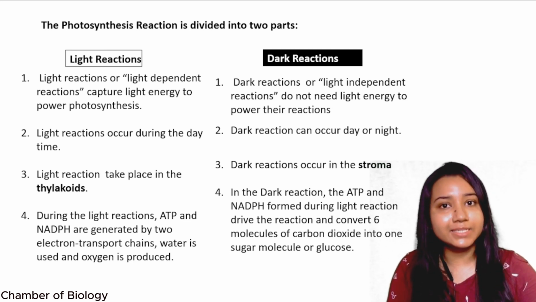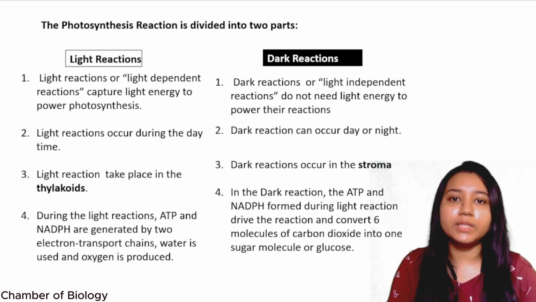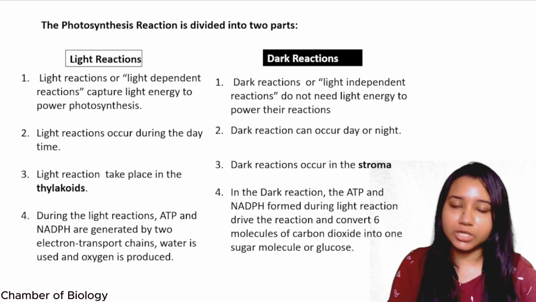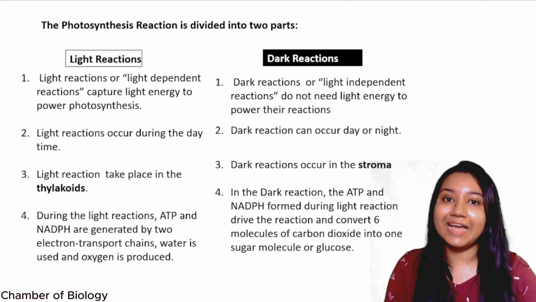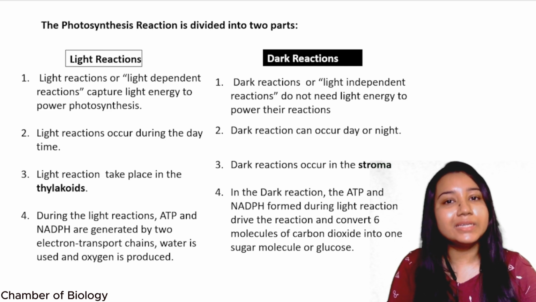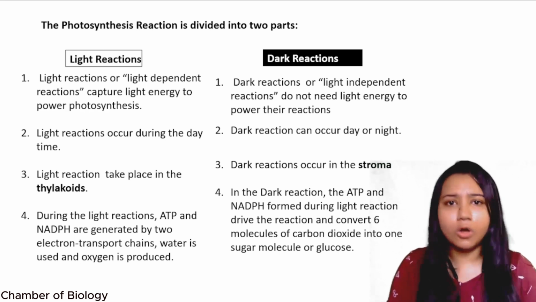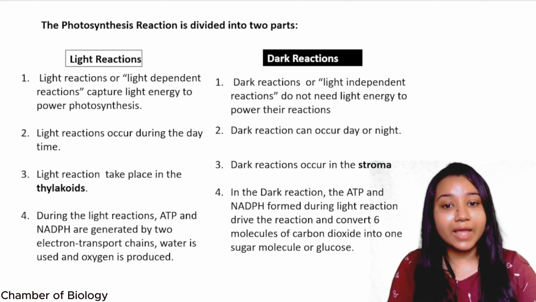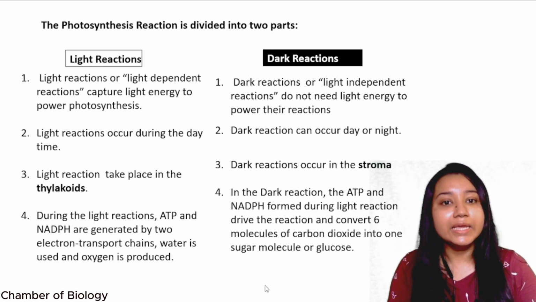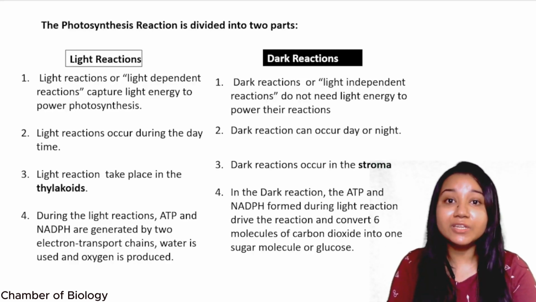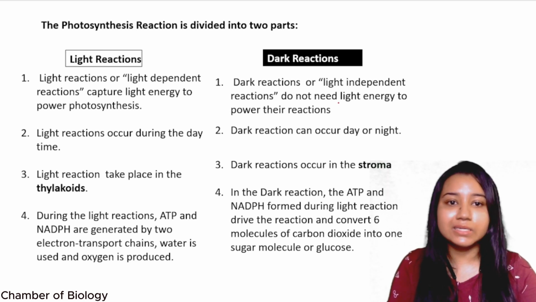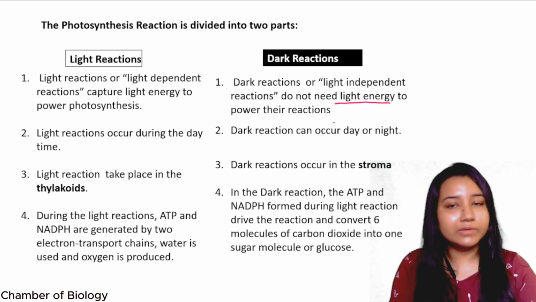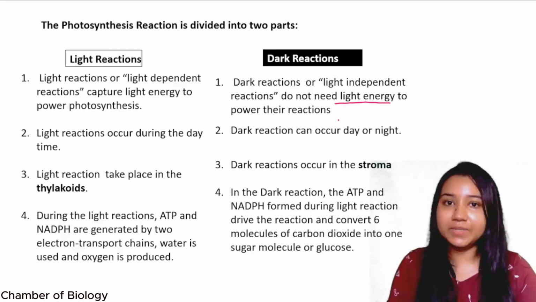But before that, let us know the difference between the light reaction and dark reaction. Light reaction is light dependent, so it needs light to occur. That's why it takes place during the daytime. On the other hand, the dark reaction is light independent, so it doesn't need light energy to power the reaction. That is why it can take place during the daytime as well as night time.